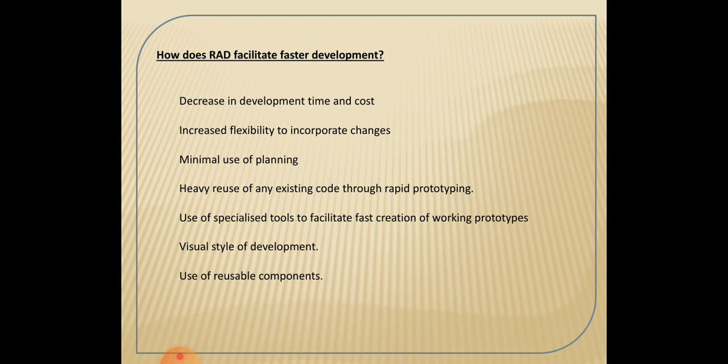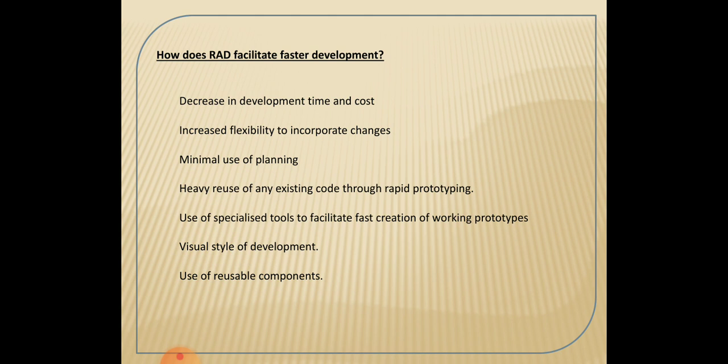The decrease in the development time and cost, and at the same time an increased facility to incorporate changes, are achieved in the rapid application model, because there is minimal use of planning and heavy reuse of any existing code through rapid prototyping. It makes minimal use of planning. We need a certain amount of planning for each iteration. The planning is made only for the present iteration.